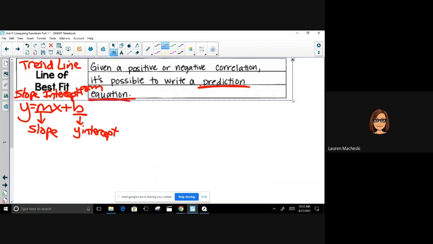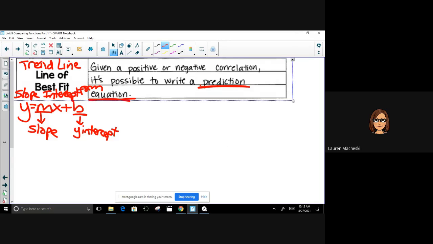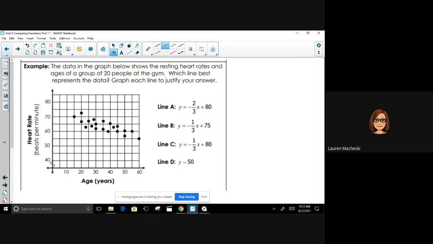All right, so let's look at our scatter plots. We're going to figure out what our correlation is. And then we're going to, did everyone get that? Did I jump the gun there? Everybody got that information? You good? Okay.